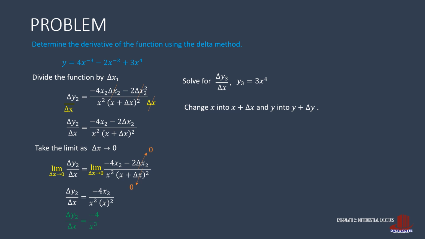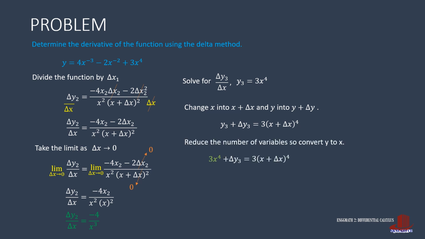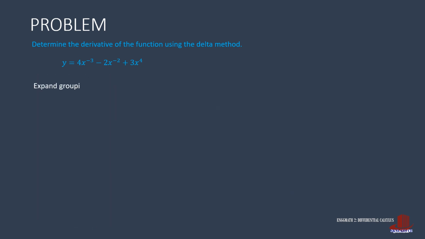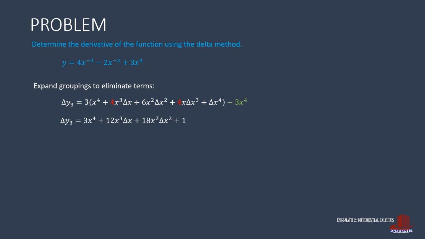Place deltas with each variable and have y plus delta y as equal to 3 times x plus delta x raised to 4. Next is to change y into 3x raised to 4. Then isolate delta y by transposing 3x raised to 4 to the other side. Expand the exponents by using Pascal's triangle, where a binomial raised to 4 has coefficients of 1, 4, 6, 4, and 1.